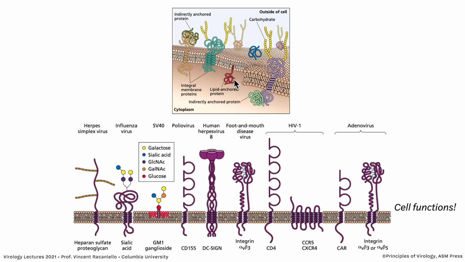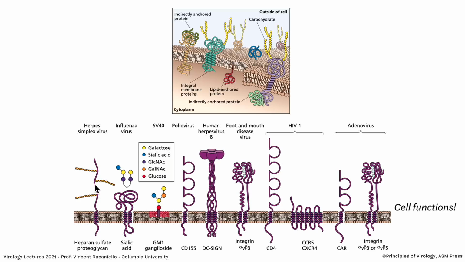And sometimes these proteins are actually not transmembrane proteins, but they're lipid anchored. So here in the red is an example of that. The protein doesn't actually cross the bilayer, but rather is anchored into it by a lipid, which itself, of course, is covalently attached to the protein. And down here on the bottom are some known virus receptors, all different kinds of proteins.